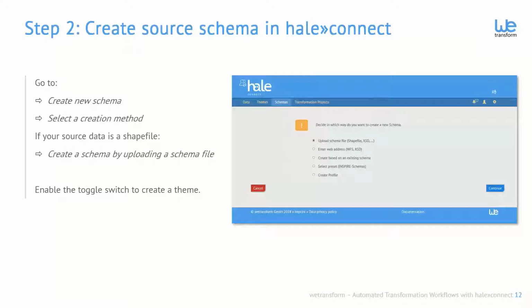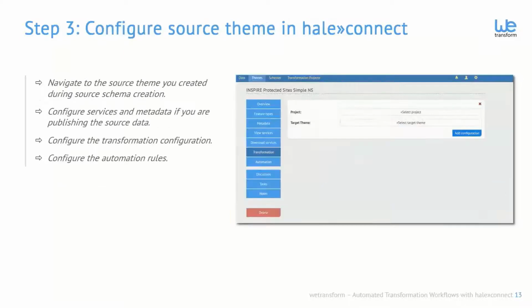So let's assume we're using a shapefile. Then we can simply upload our shapefile, and Hale Connect will automatically extract the source schema. I'll show you that as well in a moment. And next, we configure our source theme in Hale Connect. There is a toggle switch in schema creation that allows you to create this resource automatically. I'll show you that in the demo. So we'll create our source theme automatically. Once it's created, we can go and configure it.